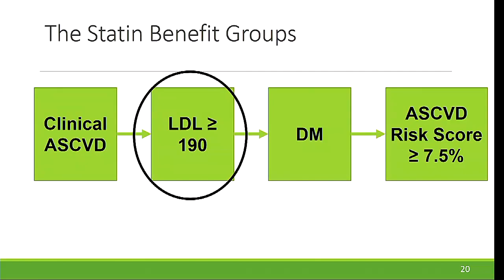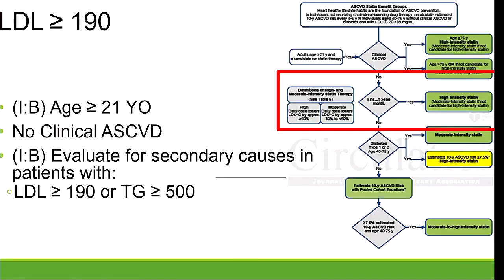All right. So the next group, like I said, is LDL over 190. I've got levels of evidence here again, and as you can see, it's 1B and 1B here, which is another one of those where we have enough evidence that we should do this. For our purposes, again, we will be doing this. This is age over 21, just like the last group. They don't have a clinical ASCVD, and the important part with this group is that we need to evaluate them for secondary causes, because we don't want to just jump straight to giving them therapy if there's a reason they're having this issue. So what are these secondary causes?